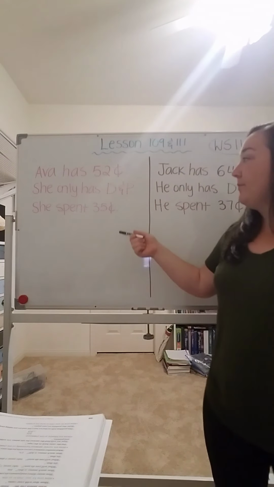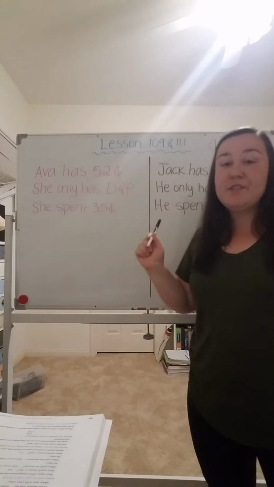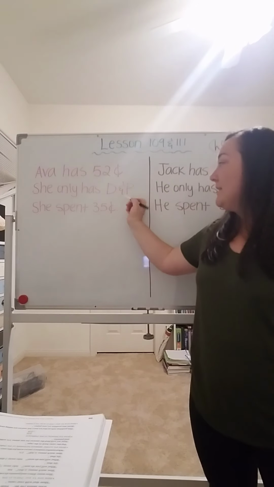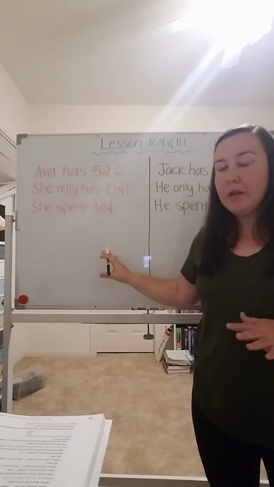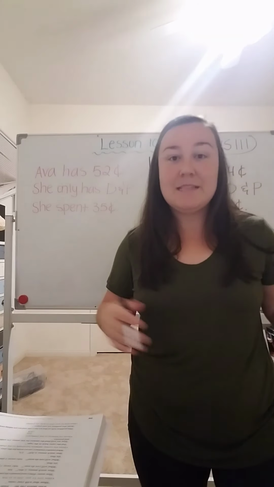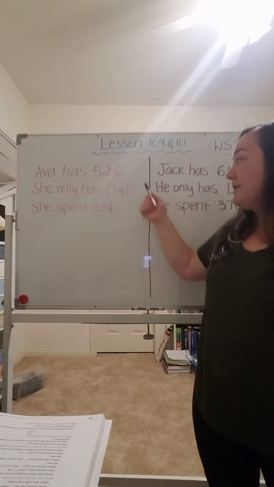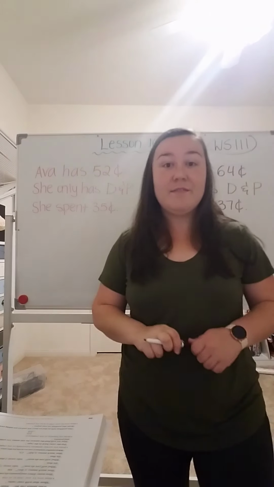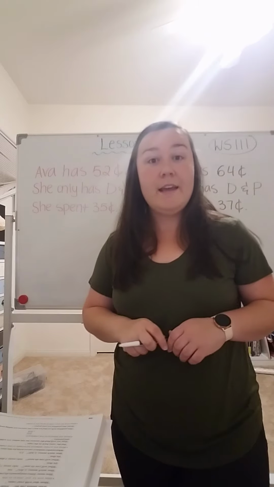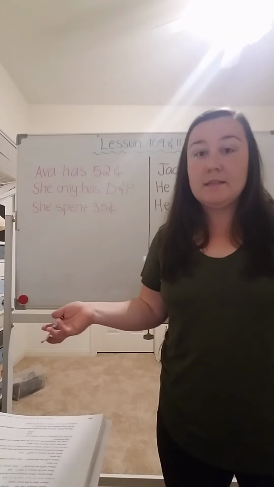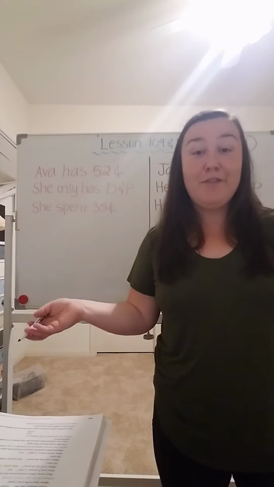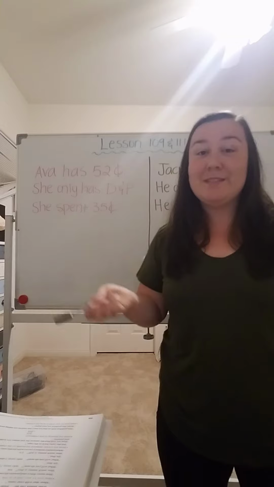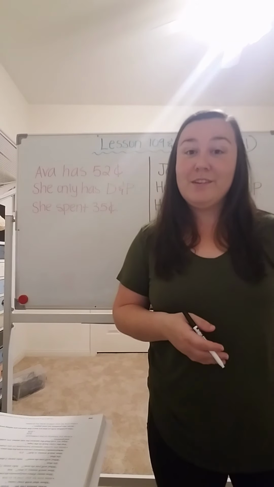Here it says, Ava has 52 cents. She only has dimes and pennies. I put D and P because it didn't really have a lot of room, but D and P means dimes and pennies. So she has 52 cents, but only dimes and pennies. And she decided to spend 35 cents, let's say, on a lollipop. Ava likes lollipops, and so she saw her favorite lollipop and decided to take 35 cents from her 52 cents and spend it on her favorite lollipop.